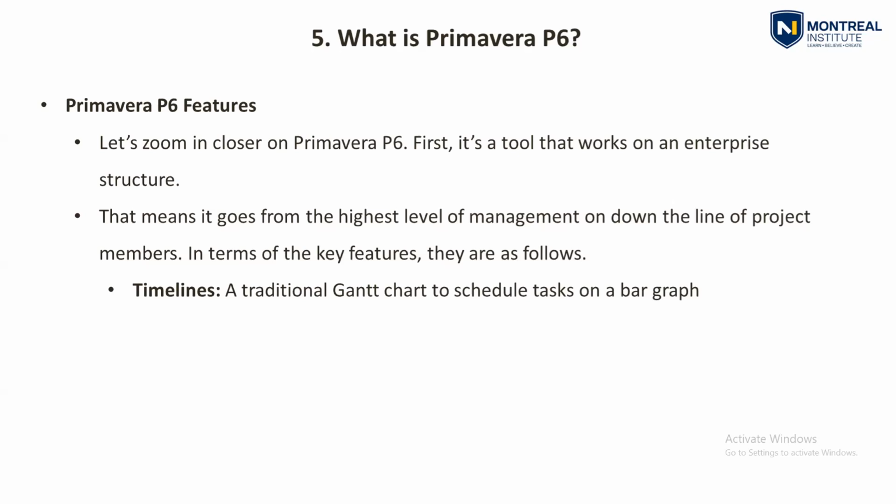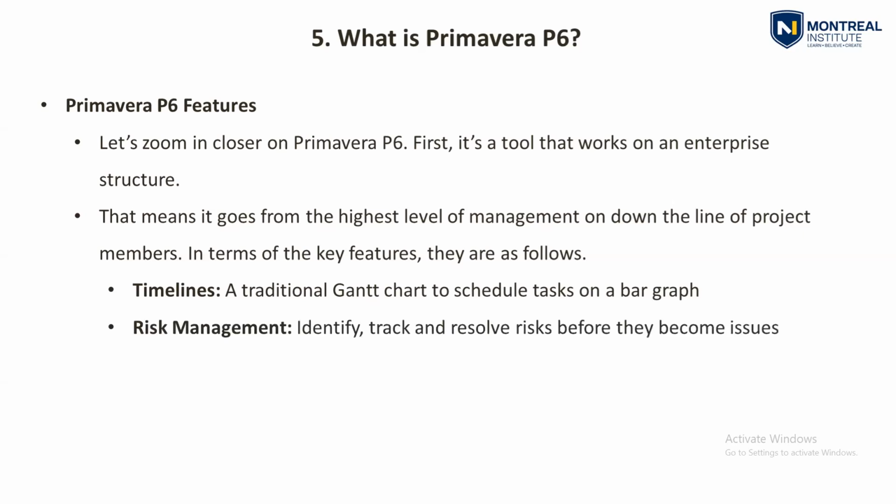That means it goes from the highest level of management on down the line of project members. So from the project manager to the supervision staff of the project, it will come down to all the levels. In terms of the key features, they are as follows. The timelines: a traditional Gantt chart to schedule tasks on a bar graph. You will have a table with activities, start and end dates, and all those columns, and you will have a separate traditional Gantt chart as well in Primavera P6.